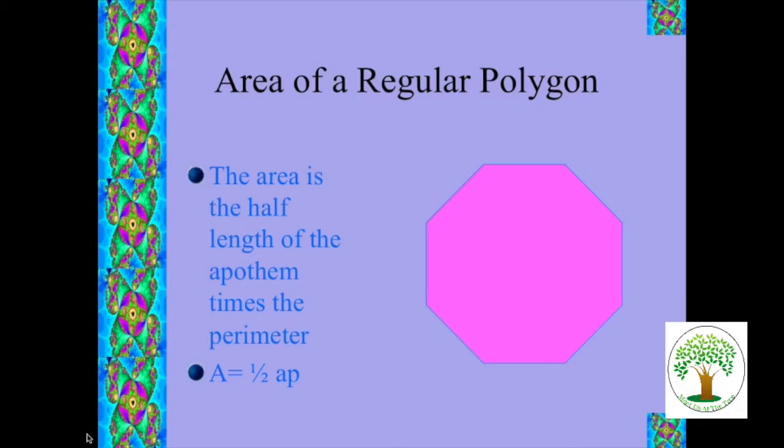Well, how many sides does this have? 8. If there's the apothem, it comes down perpendicular. And then the perimeter's all the way around. So if I knew the apothem here, and I knew only one of the sides, I could take 4 times 8 to have the perimeter, and I could multiply it by the apothem, and I would be done finding my answer. Okay?